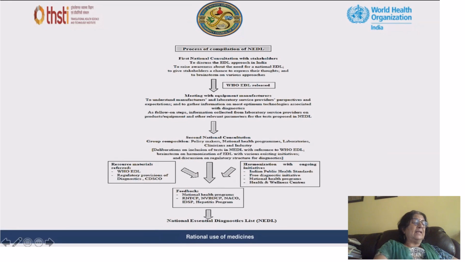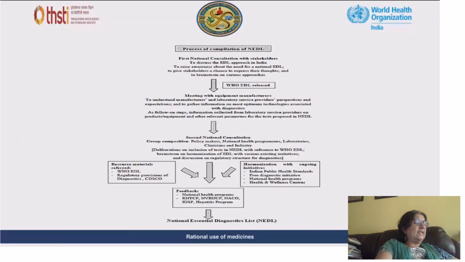There have been several consultations with stakeholders to discuss the approach in India. The first consultation for this essential diagnostics list was before the launch of the WHO Essential Diagnostics List, and there were many meetings. Meetings were organized with equipment manufacturers and lab service providers as well to understand their perspectives and expectations, which were duly considered.